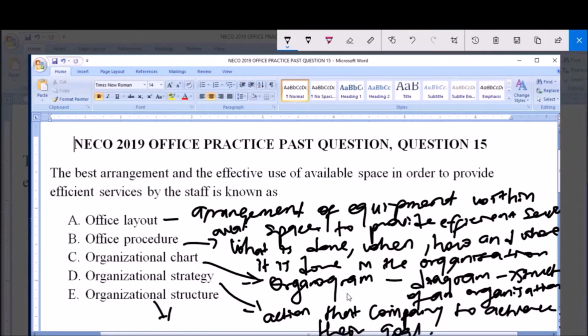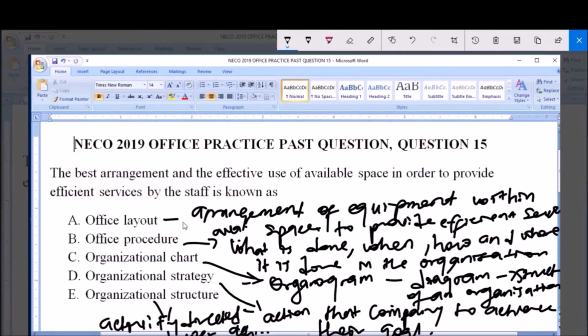Now organizational structure simply defines the activities such as task allocation and coordination and supervision that are directed towards the achievement of organizational aims. That's organizational structure. The activities such as task allocation and coordination that are directed towards achievement. So activity directed towards achievement, that's what we call organizational structure.